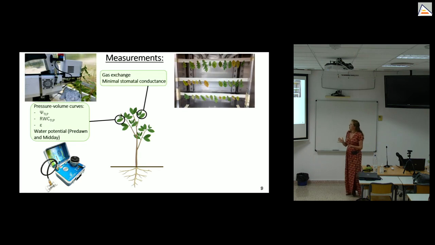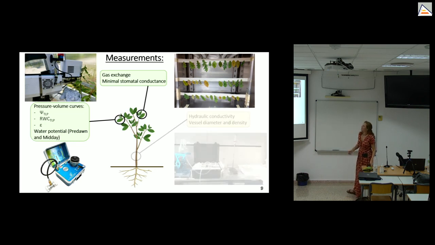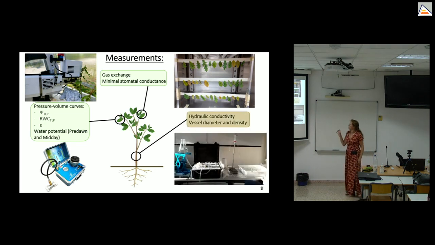At the leaf level also, I measure some gas exchange with the stomatal conductance, which is the flow of water coming out from the stomata, and the minimum stomatal conductance, which is the flow of water that the leaf loses when the stomata are closed. And at the root level, I measure the hydraulic conductivity, so the flow of water in the xylem, and the vessel diameter and density.